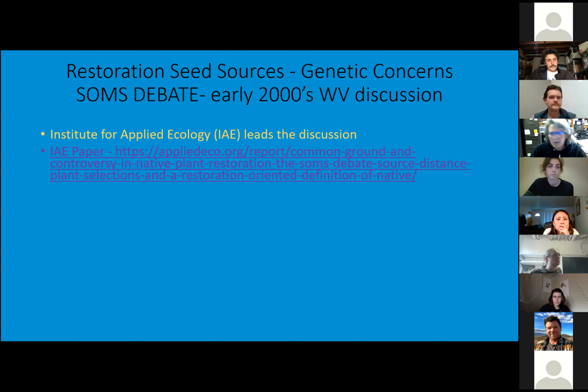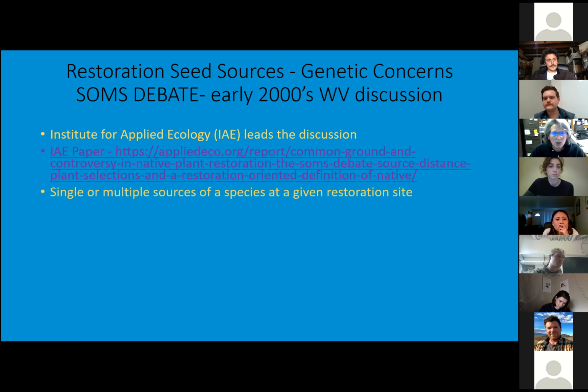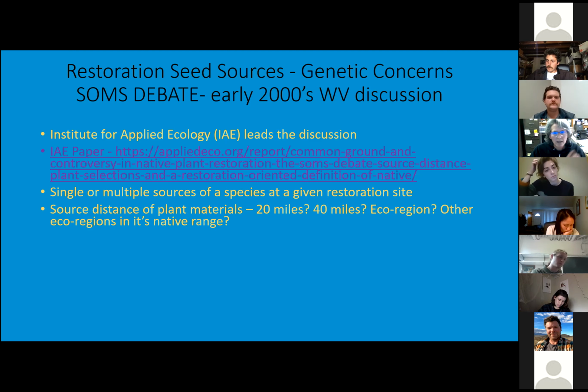If anybody wants a copy of this talk, by the way, I can save it as a PDF and email it to you. There's really good information on the SOMS debate, which I'll explain in a second. SOMS is an acronym for single or multiple sources of a species at a given restoration site. So that was the crux: do we just use a really narrow accession, or do we use multiple accessions? There was not agreement among people. Again, 20 miles, 40 miles, a whole ecoregion. Should you just use the species' native range, like Collomia grandiflora from Idaho or Montana, and bring it to the valley? I mean, you can.